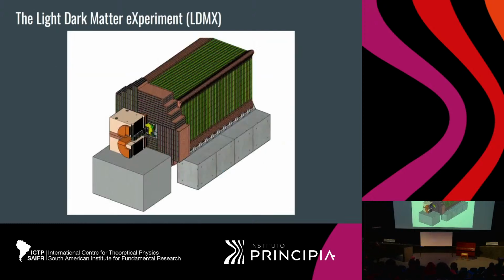Okay, we finally come to the last experiment we want to talk about, and this is an experiment that is actually not existing, but will be a future experiment. It has been studied, and preliminary studies are being done, which is the so-called Light Dark Matter eXperiment, or LDMX. You can look at this experiment a bit as the SHiP experiment of the missing momentum, so the state-of-the-art experiment that could bring this technology to the highest level.